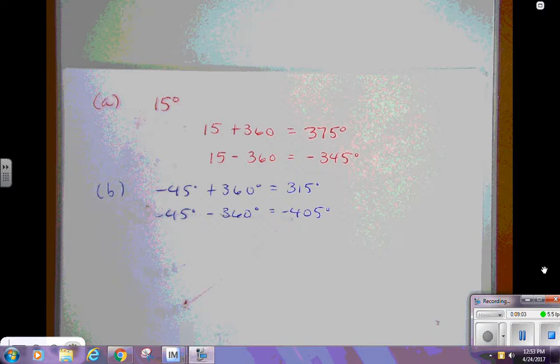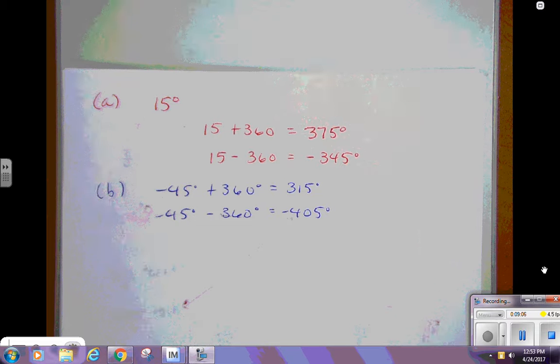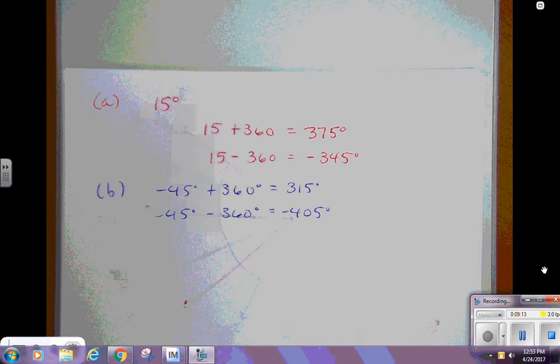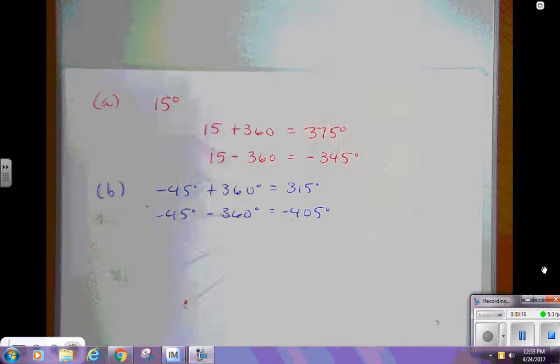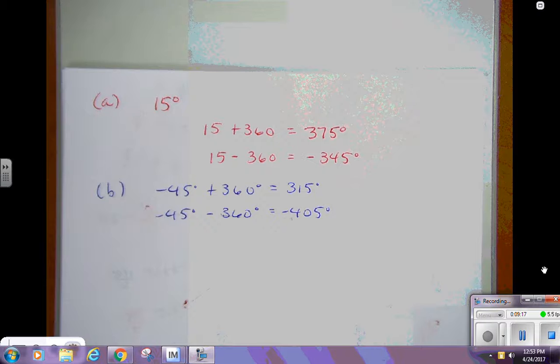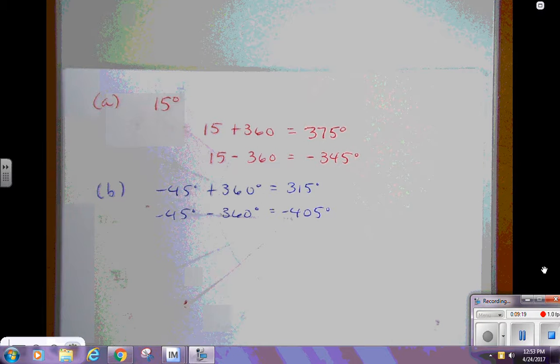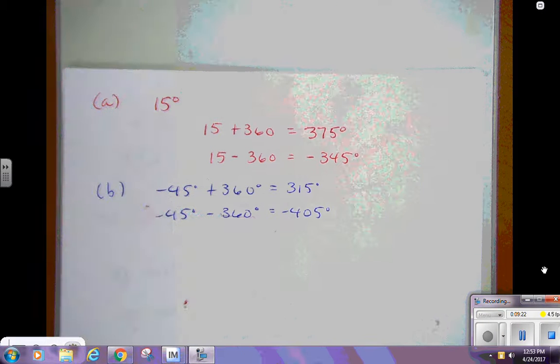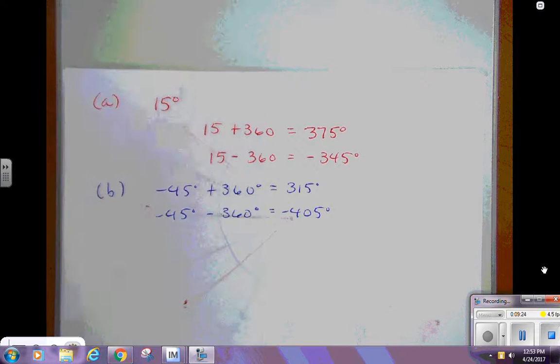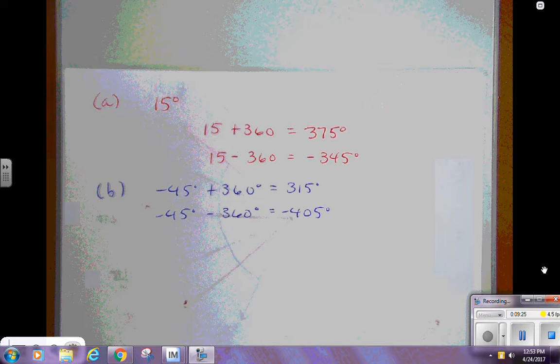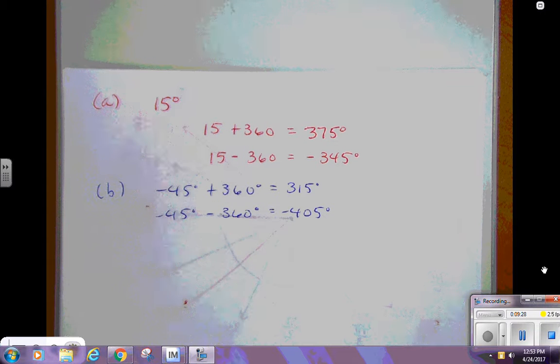To convert, you don't have to change your calculator to radian mode. You can keep it in degree mode right now. We're not going to use it in the radian mode yet. So the next part is telling you how to convert from degrees to radians, radians to degrees. To convert degrees to radians, you're going to multiply the degrees by pi over 180 degrees.